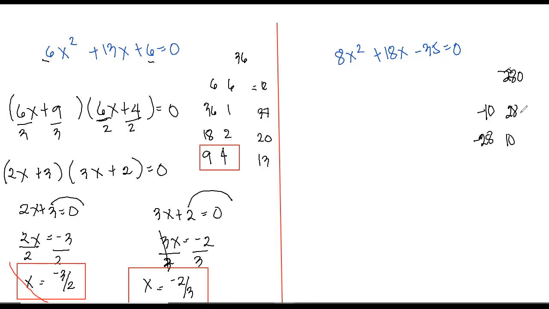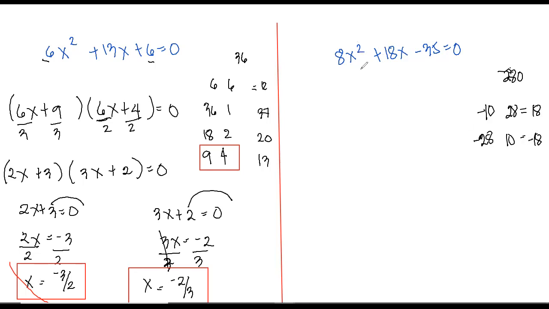So let's find the sum of these two numbers. Negative 10 plus 28 will give us positive 18. Then negative 28 plus 10 will give us negative 18. So what do you think is the factor that we need to use? Is it positive 18 or negative 18? Yes, the positive 18. So that is negative 10 and 28. Let's write negative 10 and 28.